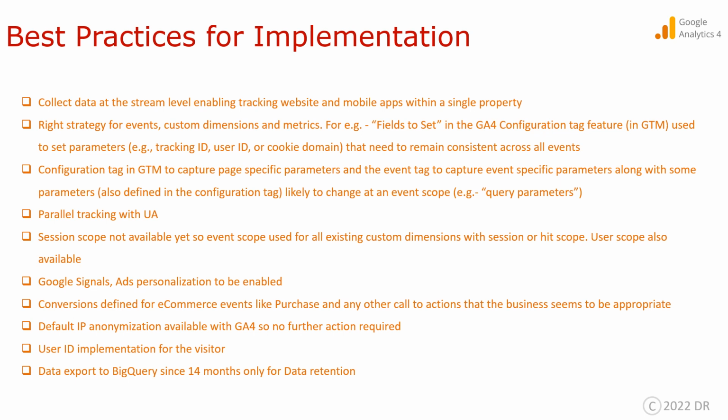So that's one thing. Then the next one, which is also a very key feature of GA4, is that you have the default IP anonymization available with GA4, so you don't have to do anything else. The next one is user ID implementation for the visitor. This is very important. You should, as a business, implement the user IDs and then pass them on to GA4, right? And the last one is data export to BigQuery. So now it's available for free accounts as well. And it's super important because the retention period is only 14 months, right?